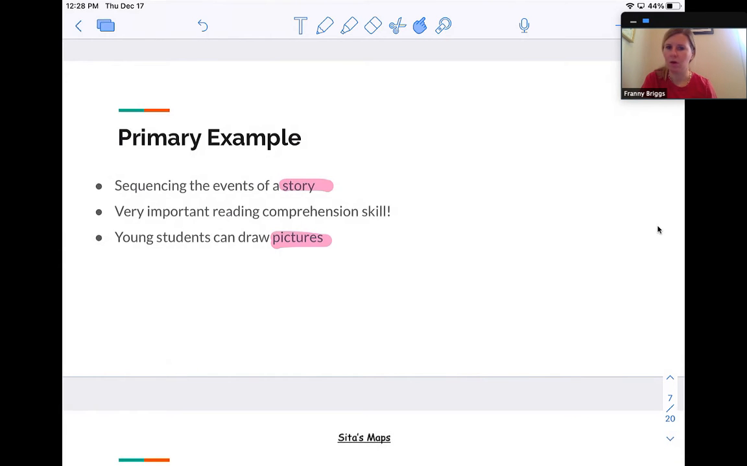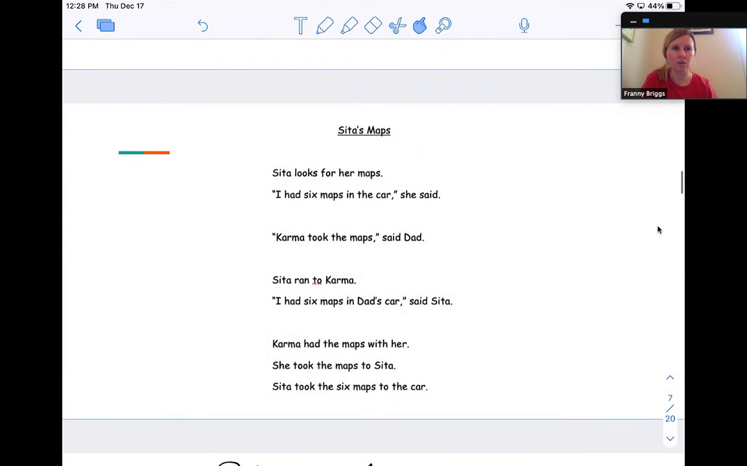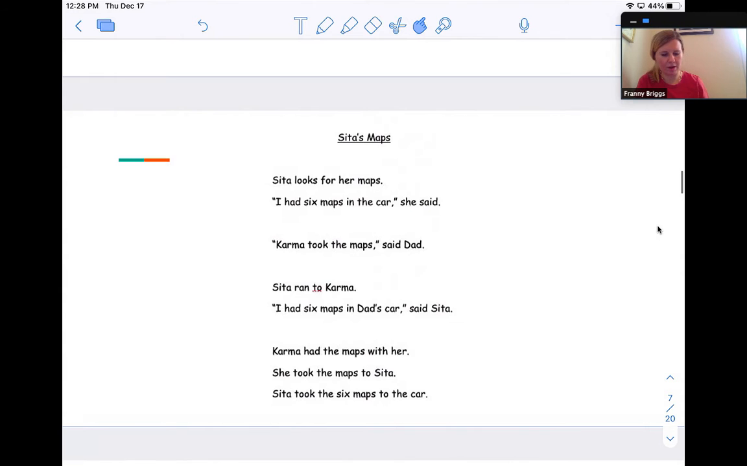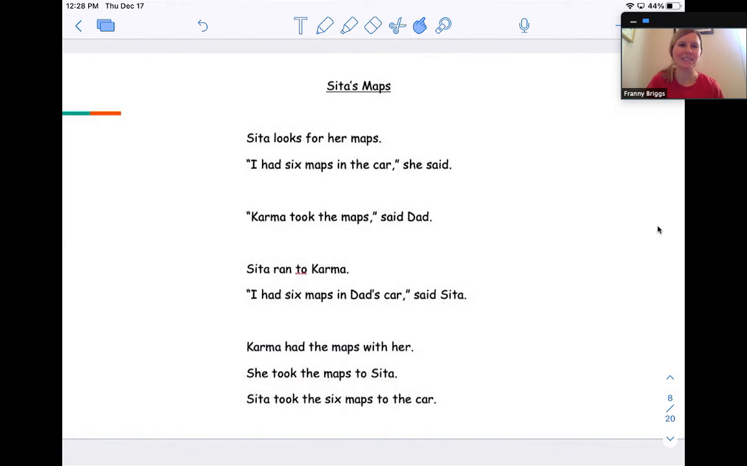Okay, so here's a story from one of the PAF readers. It's called Sita's Maps. Sita looks for her maps. "I had 6 maps in the car," she said. "Karma took the maps," said Dad. Sita ran to Karma. "I had 6 maps in Dad's car," said Sita. Karma had the maps with her. She took the maps to Sita. Sita took the 6 maps to the car.